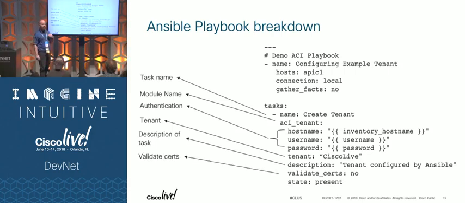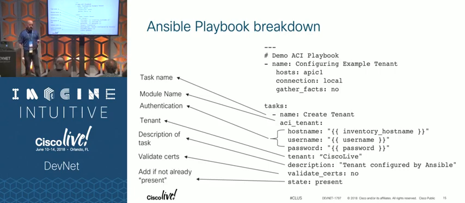If I want to do any certificate validation, I can specify that here. And then the state of present. The state of present tells Ansible that if this is not configured on the target system, in this case our APIC, go ahead and configure it. If it is present on the target system, then I'm not going to make any modifications or any changes to the target system. It's already there.